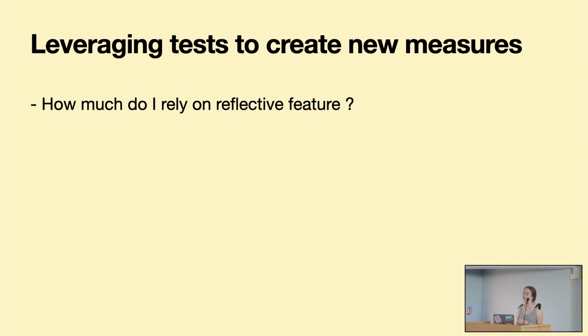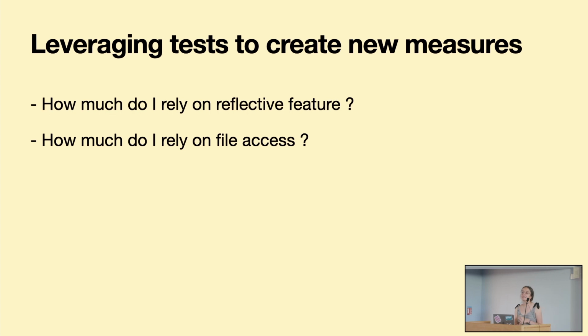How much do I rely on reflective features? This is my question. But maybe you don't care about that because Pharo is a reflective language and you think that using reflection is normal. You don't care. How much do I rely on file access? Maybe you want to deploy an application in production and you don't want this application to be able to access the machine it's running on. How much do I rely on, insert everything you want to know about what you're using?